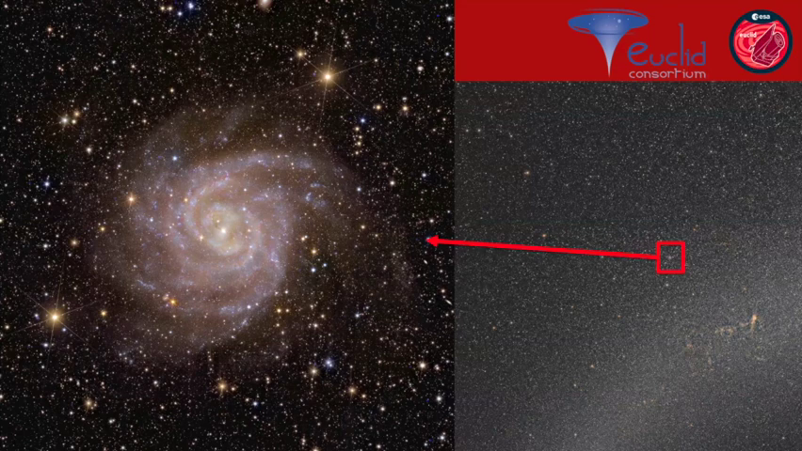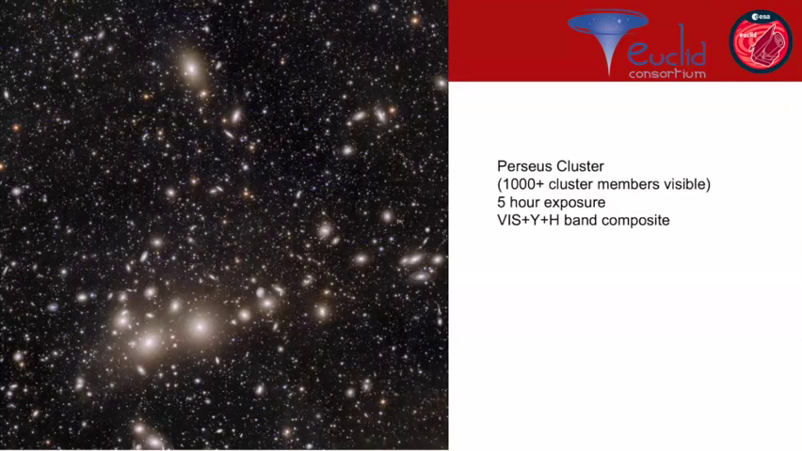On the right is an image from the WISE Space Telescope, which is another infrared telescope. That little faint fuzzy blob here is this galaxy. And this is the plane of the Milky Way right here. The only reason you can see it in this image is that this is also an infrared telescope. But Euclid's infrared channels really allow us to peer through dust and get much more accurate measurements, even as we start to get a little bit closer to the plane of the Milky Way. And then here's the Perseus cluster.